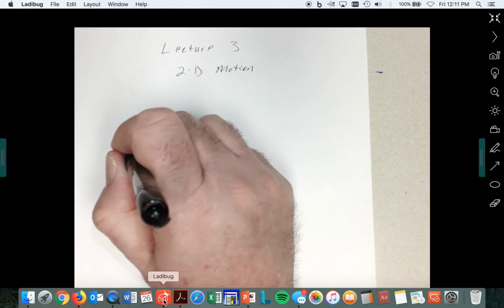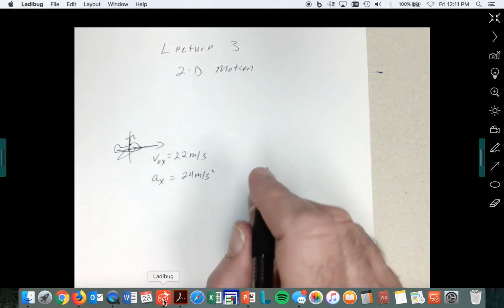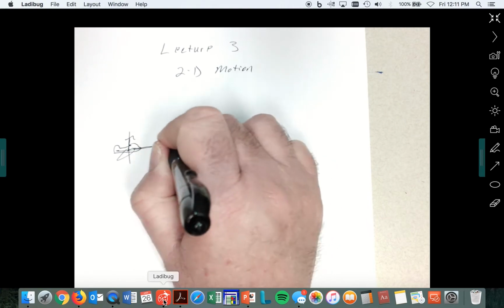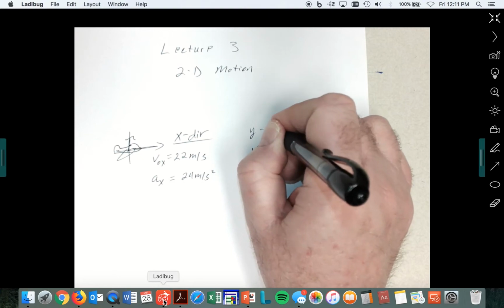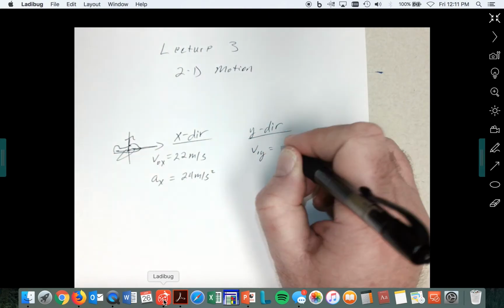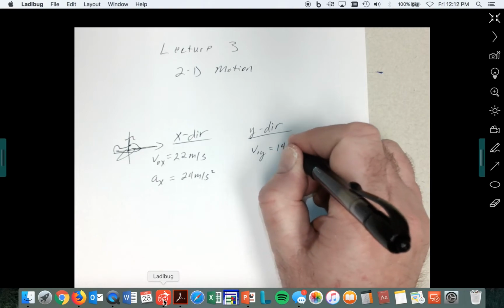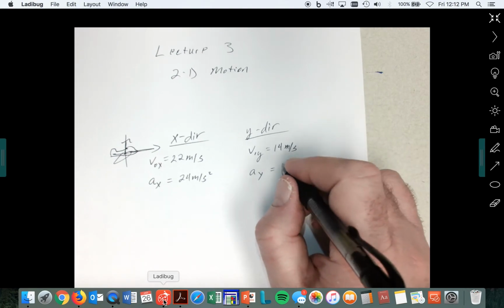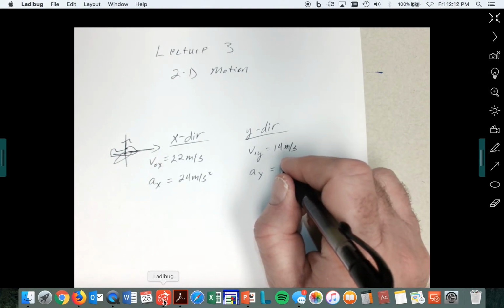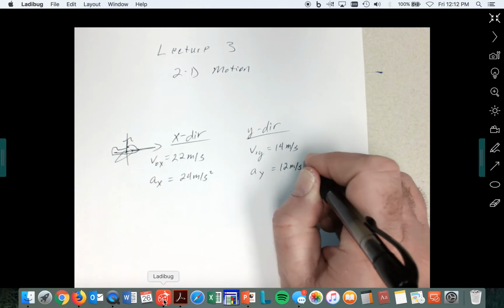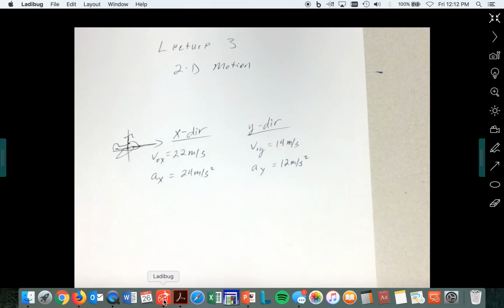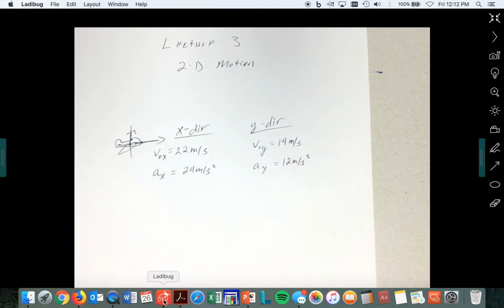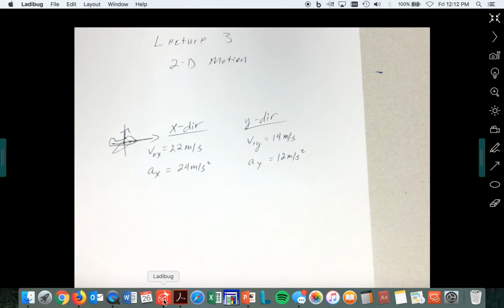And in the y direction, was that 14 and 12? V naught y, and I want you to get used to this. X direction, y direction. V naught y is equal to 14 meters per second, positive, and it's also accelerating. A y is 12 meters per second squared. All right, so what I'm teaching you to do here is we'll do all the work on this side, do all the work on this side, and at the end we combine them.